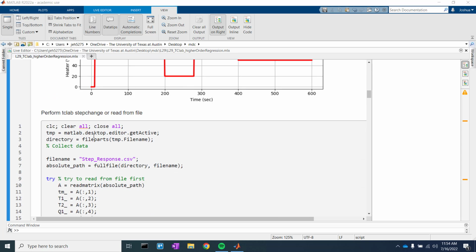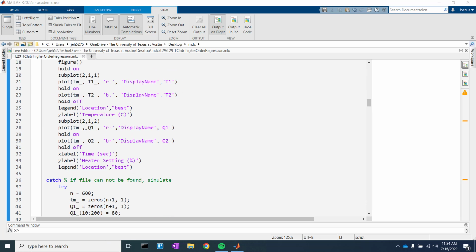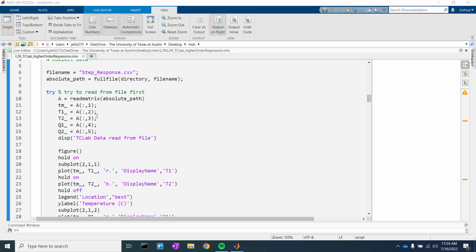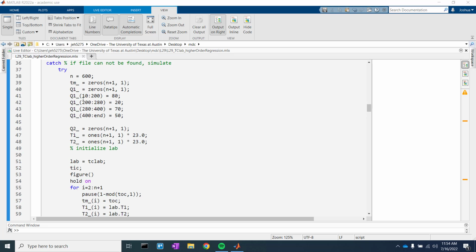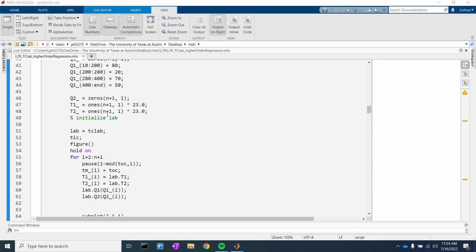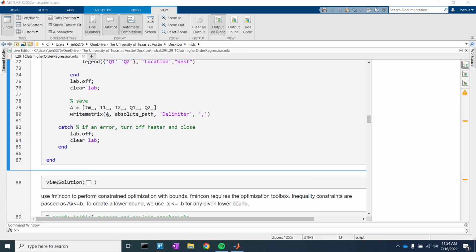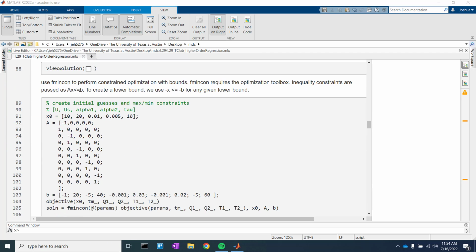The first thing we want to do is run a step test and then regress our parameters. Similar to what we've done before, we'll either try to read the matrix, and if that doesn't work, we'll loop through manipulating Q1 and leaving Q2 constant. We'll then write it to a matrix and save it as a CSV, and then turn off our temperature control lab. Then here's the part that's part of the assignment.